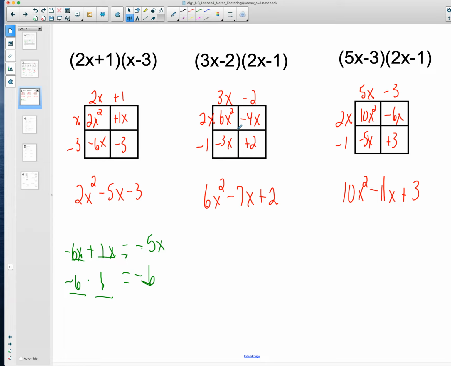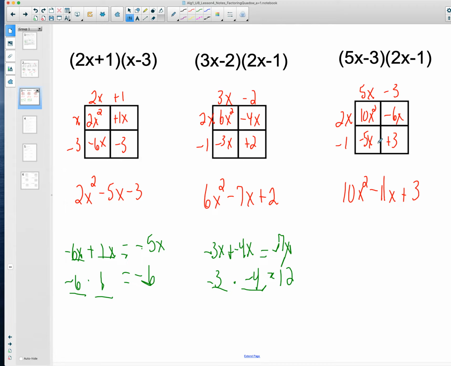Notice, 6 times 2 is 12. So we have to find two things that multiply to be 12. And notice our B term here is negative 7x. All right, and then notice negative 3 times negative 4 is positive 12, and negative 3x plus negative 4x is negative 7x. So that's that pattern that we want. That's really how we're going to work backwards here.